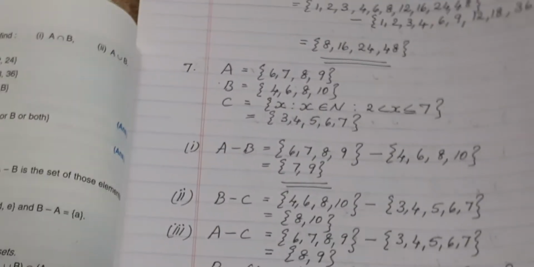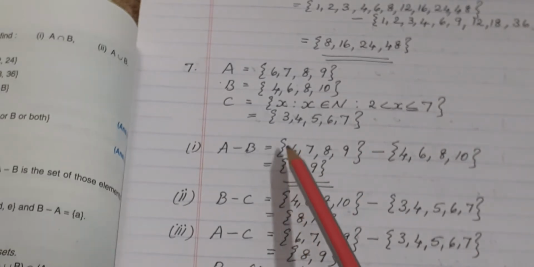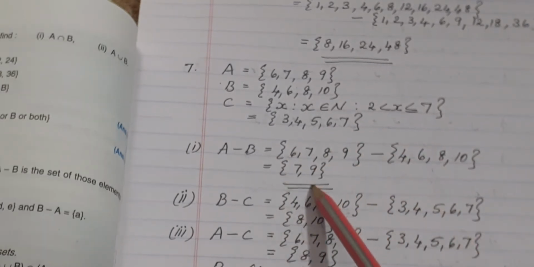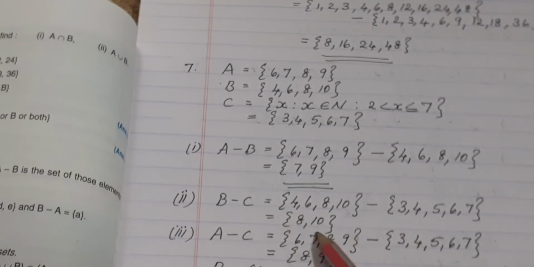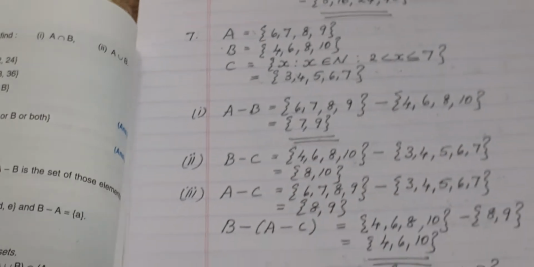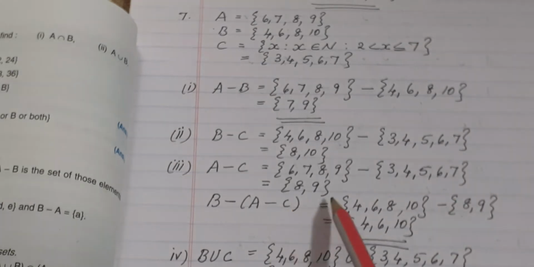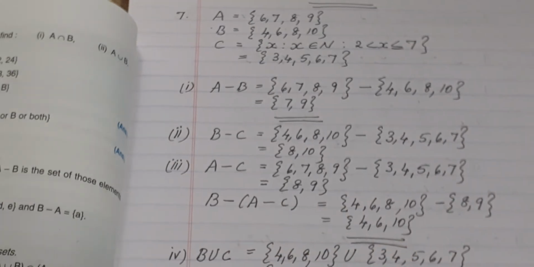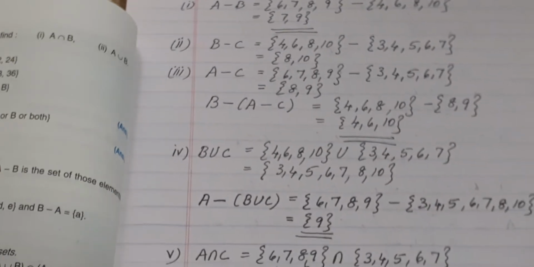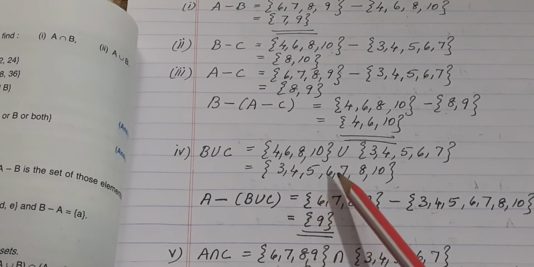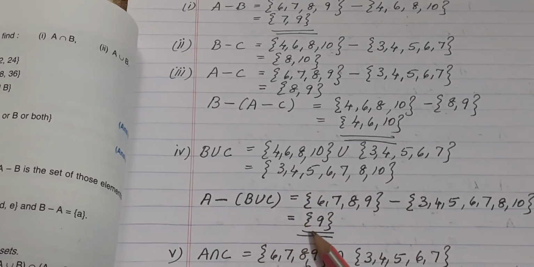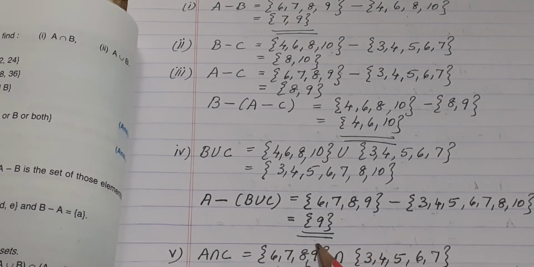Okay. So A minus B, which all elements will come? 7 and 9. B minus C means 8, 10 will come. Okay. Then A minus C is equal to {8, 9}. So B minus (A minus C) means 4, 6, 10 will come. Then this asks B union C. All the elements of B and C. So 3, 4, 5, 6, 7, 8 and 10 will come. A minus (B union C) means only 9 will come.